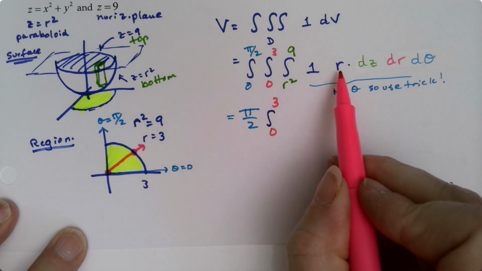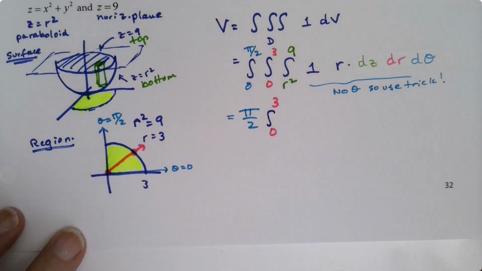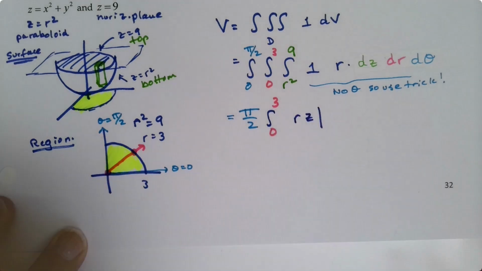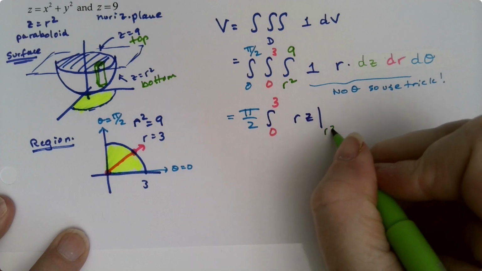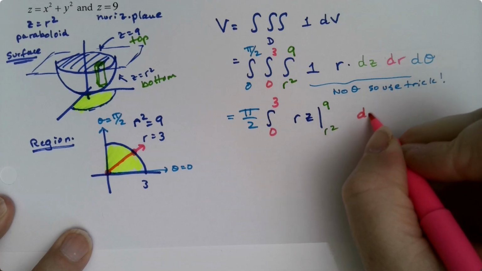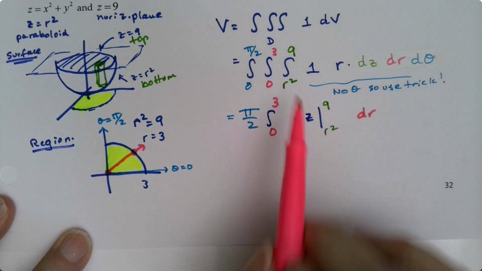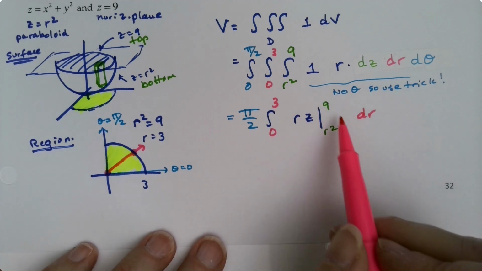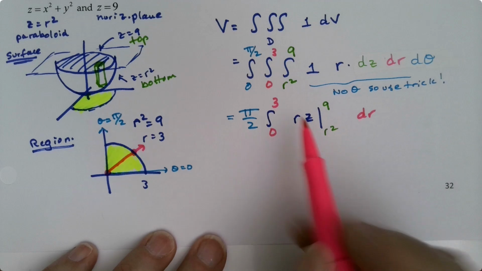And then I can integrate this with respect to z. That would just be rz. I'm going to take z from r squared to 9. And then I still have dr to deal with. I can't get rid of the r because there's r squared in there. So then this would be 9 minus r squared in front.